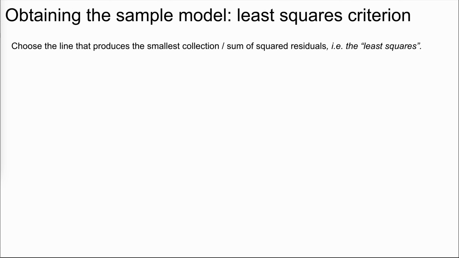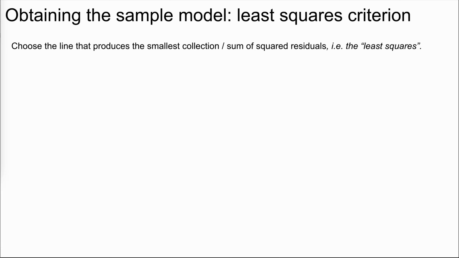Finally, the formula for our sample model doesn't pop out of nowhere. It's identified using the following least squares criterion or rule. We want to choose the line that produces the smallest collection or sum of squared residuals. That is, the line that produces the least squares.